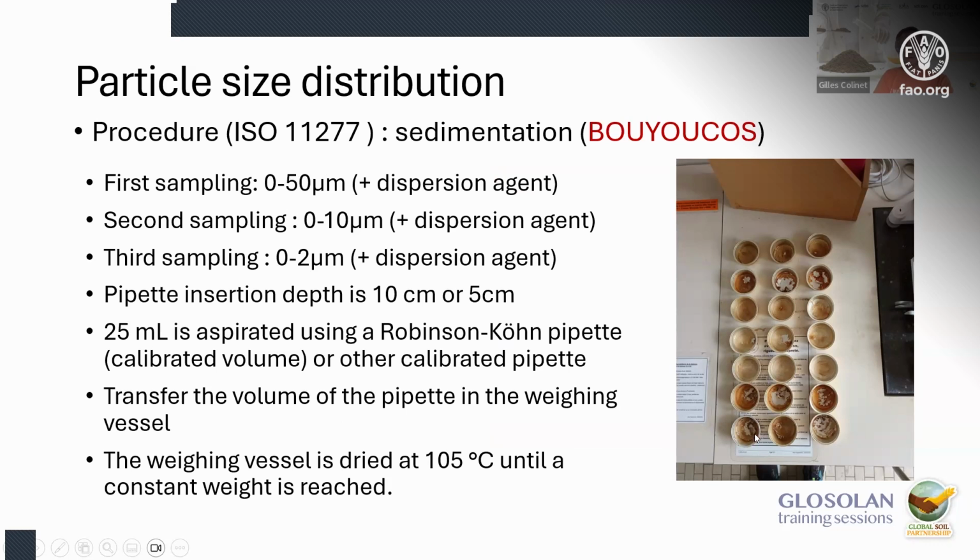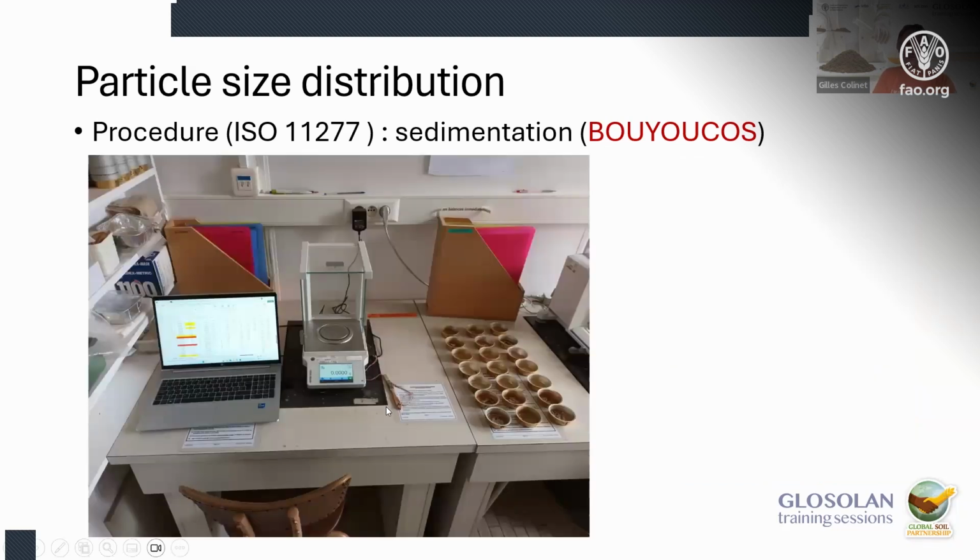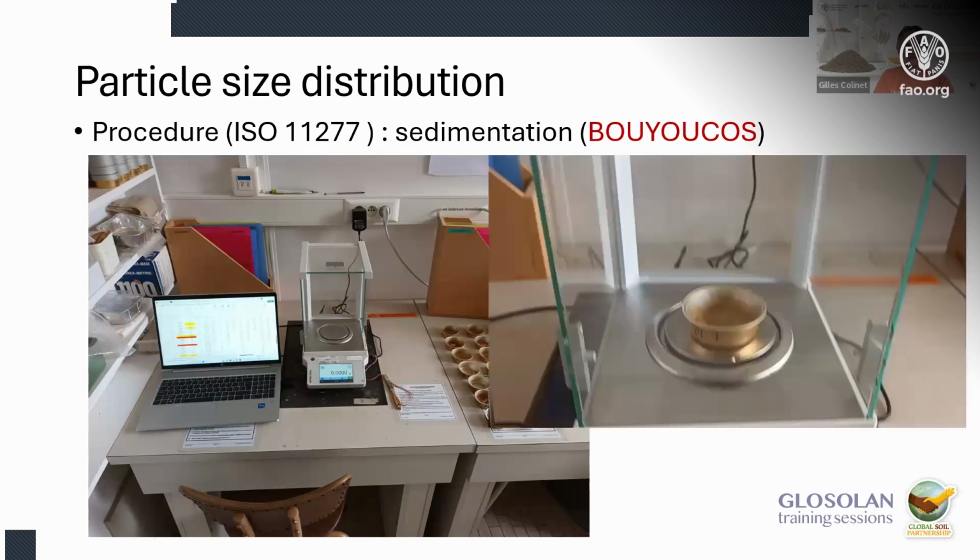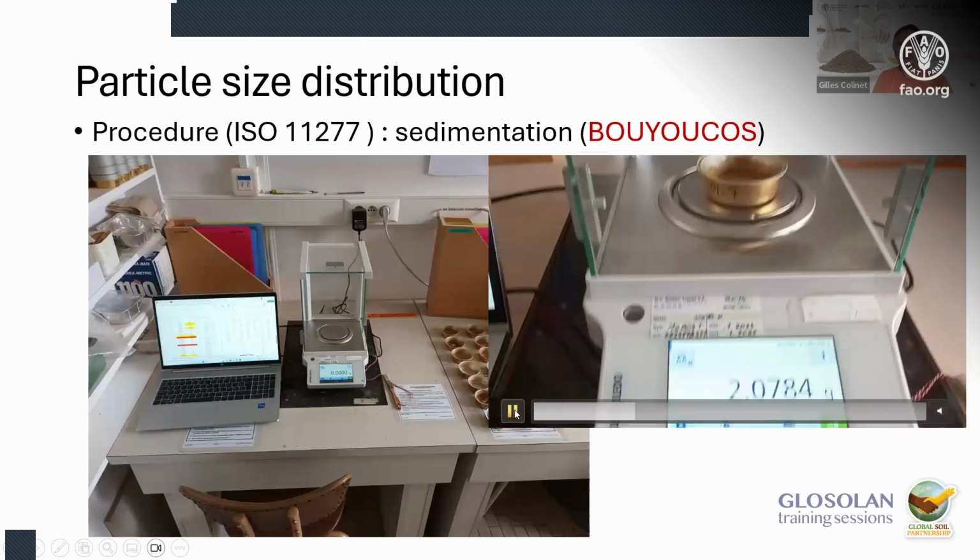We collect with the pipette 25 milliliters that we pour into these small cups that go after to the oven at 105 degrees, and we will weigh these particles. And so that's the place where we weigh.